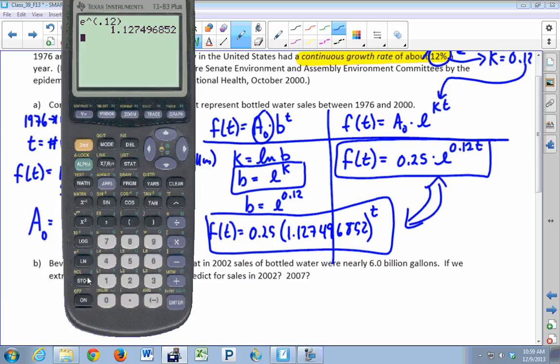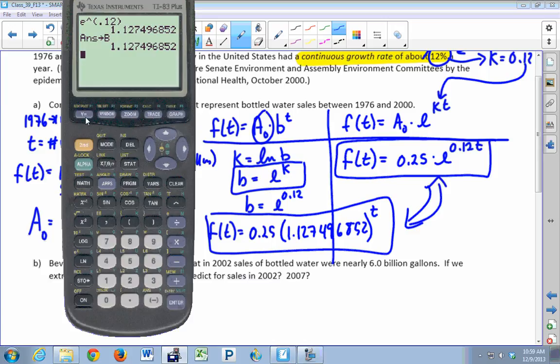You hit your store button right here. This is taking the place of B, so let's store it in B. You hit the store button, and you say, I want to take this value, E to the 0.12, and store it in B. So you hit the store button, and then you press alpha B right here. See the little green B? Alpha B, and you hit enter. So now, whenever you want to use that value, you just press alpha B.